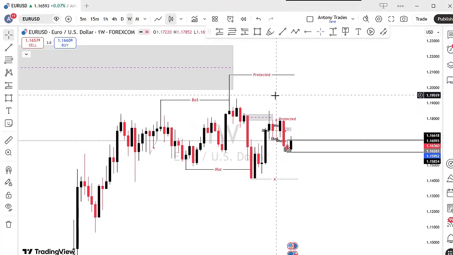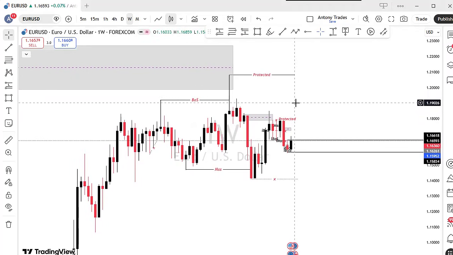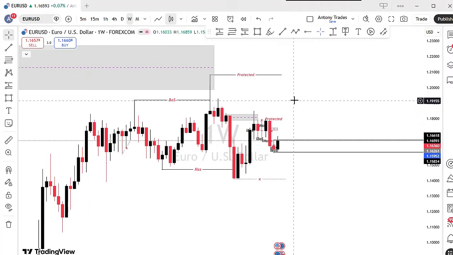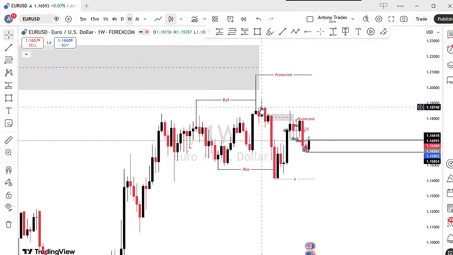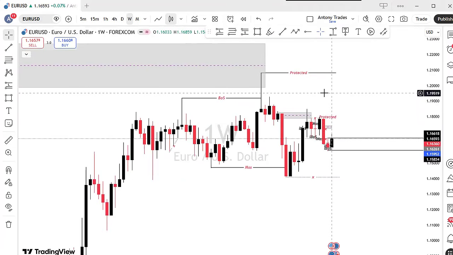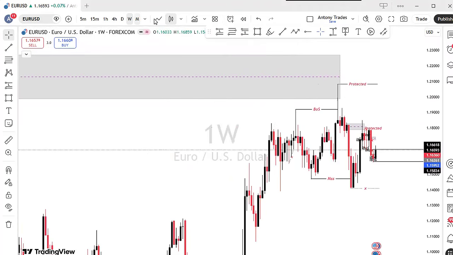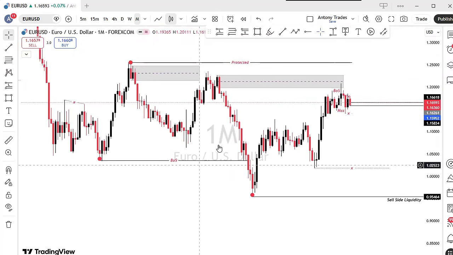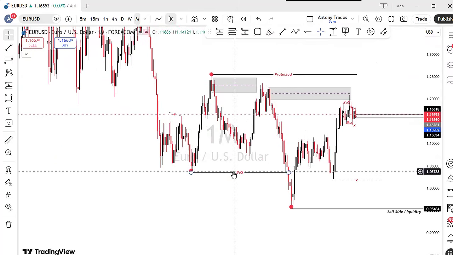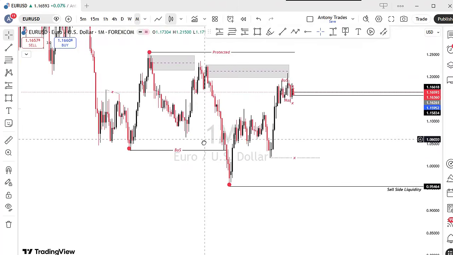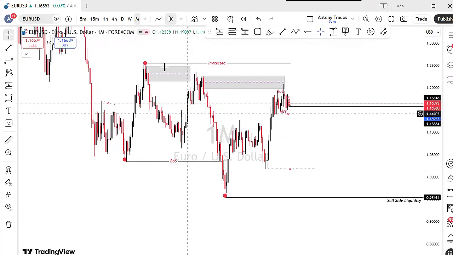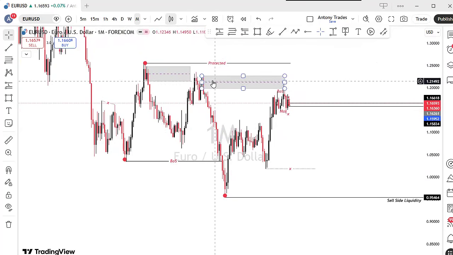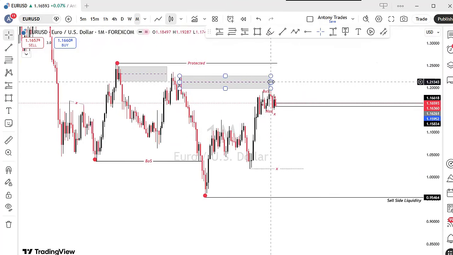So as usual, I have a few pairs with me, and as usual, we are going to start with the Euro USD. If you have watched my previous videos, you know very well we did this analysis together. From the Euro USD, we saw that it reacted from this monthly point of interest, because we had this break of structure to the downside. So we saw Euro USD coming to this supply and reacted from this supply zone.